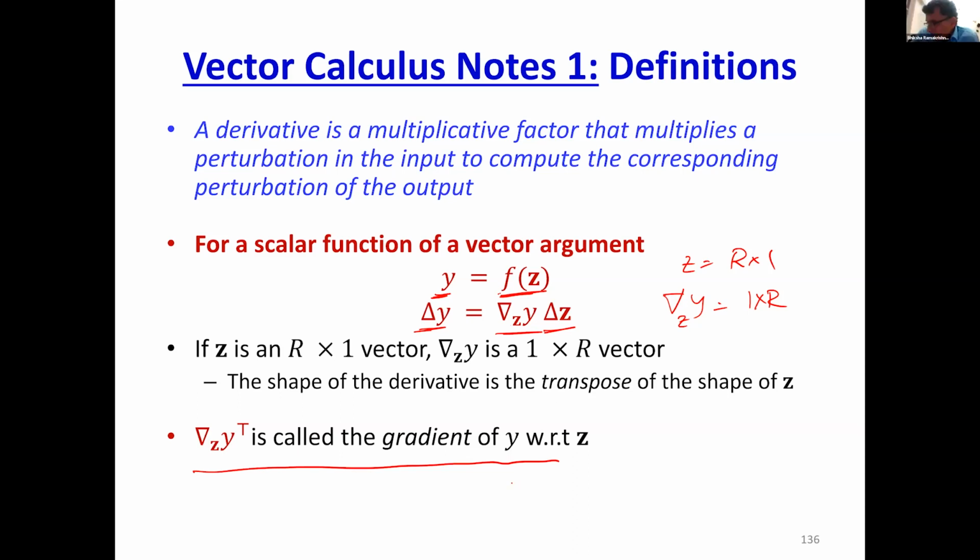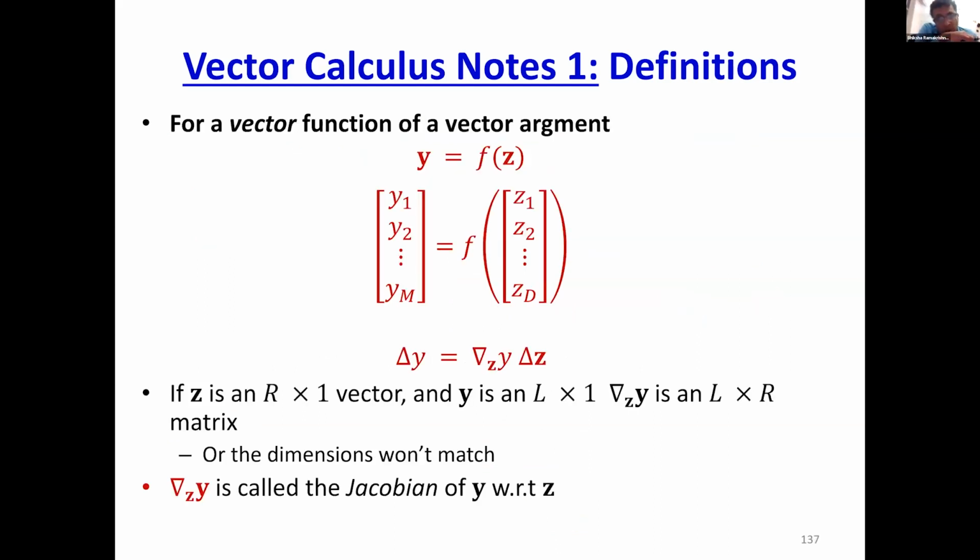I can still write my influence diagram like so, except now x is a vector, y is a scalar, and this is simply going to be the derivative of y with respect to z. If x is a column vector, this is a row vector. That makes sense? I'm still drawing the same influence diagrams, nothing changed. You with me, folks?